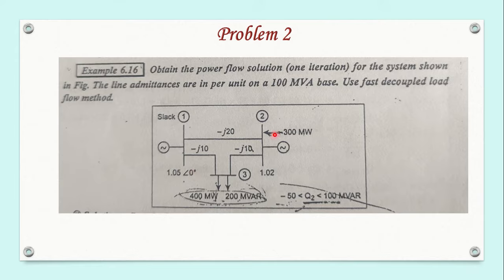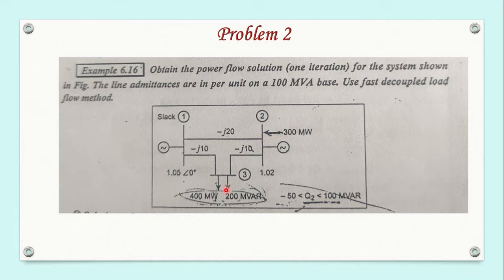Now coming to bus number 2, see the voltage magnitude is given here, 1.02, and also the power, 300 megawatt. The power injected into the system is shown as 300 megawatt. So active power and voltage magnitude are given. So this is a PV bus or a generator bus.